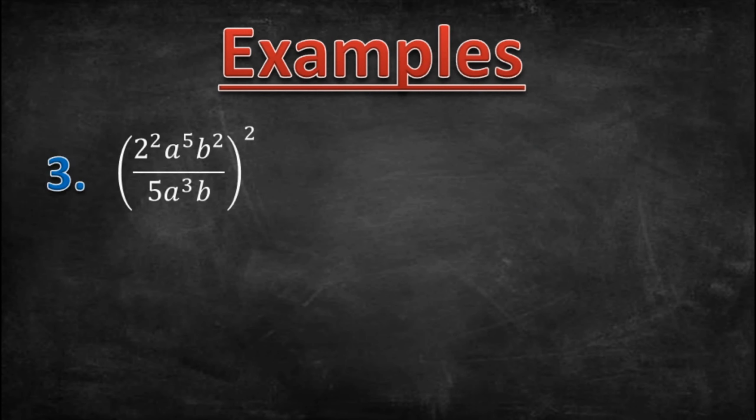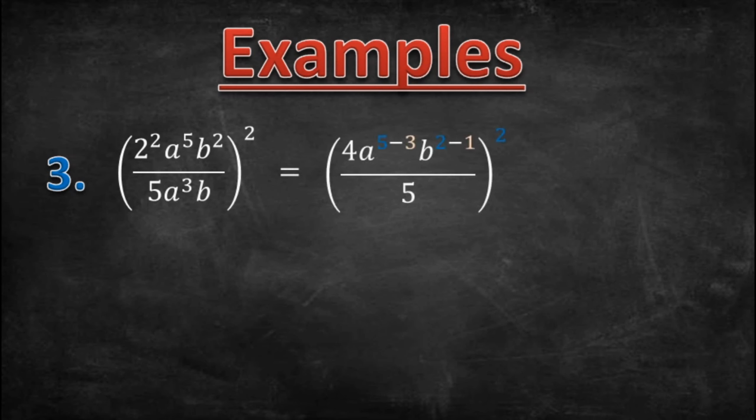Let's look at the last example on this law. What's important to note here is that we always simplify first inside the brackets. So we can square out the 2 to become 4. We can also use the second law to subtract the powers of the numbers that we are dividing with the same base. So it's going to be a to the 5 minus 3, b to the 2 minus 1. This simplifies to (4a squared b over 5) all raised to the power of 2.